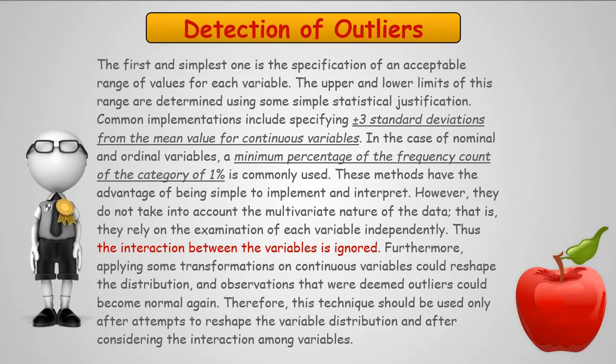The pro here is that it's very easy to implement. The problem is it doesn't take into account the interaction between variables. That's ignored. So you might look at a variable, an employee's salary or age, and say, I don't want anybody more than 3 standard deviations from the mean age.